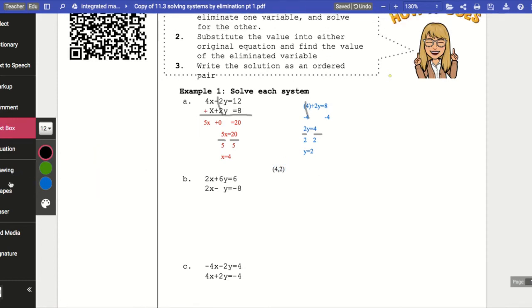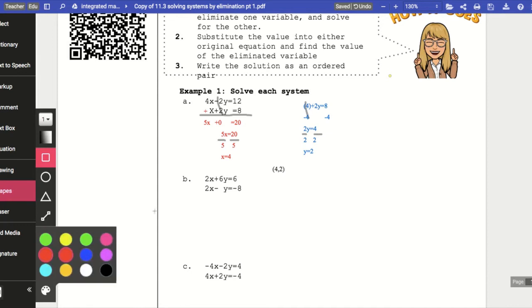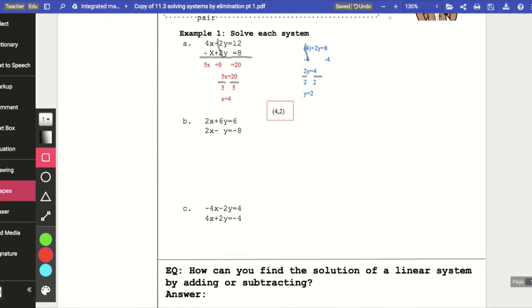So can I help you find this method pretty easy? I like it. So that's how you solve it. Add them up together, solve for a variable, plug it into the other one, use a little bit of substitution, and solve for the other variable.